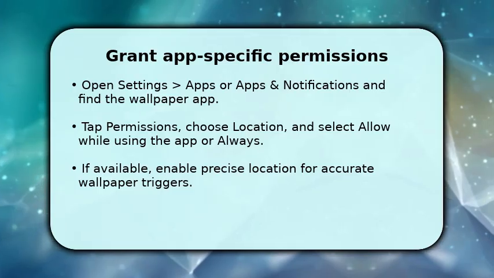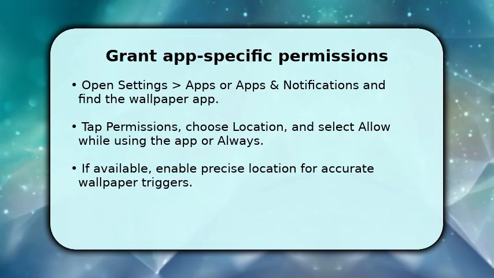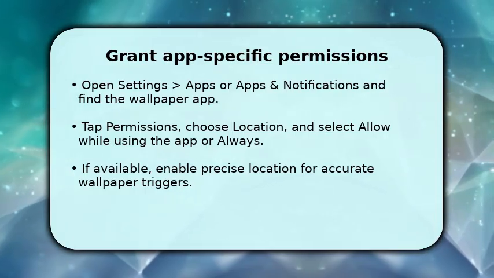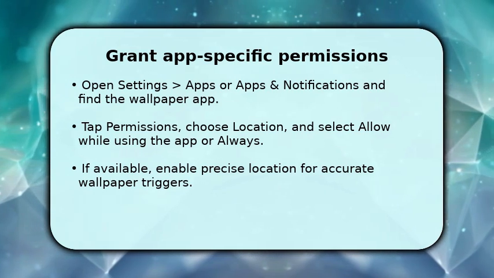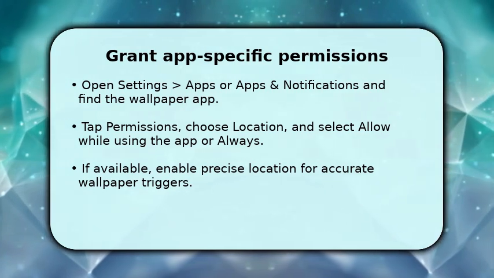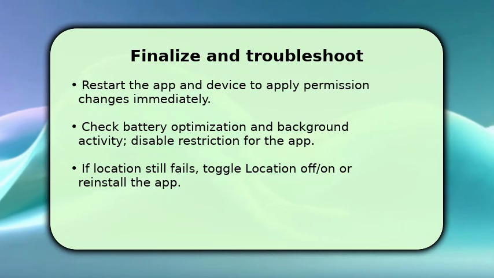Once permissions are set, return to the app and test the trigger. If the app prompts again, follow the in-app guidance to confirm. Finish by applying changes and verifying functionality so your wallpaper responds correctly. Restart the app, and if needed, reboot the device to ensure the system registers new permissions.